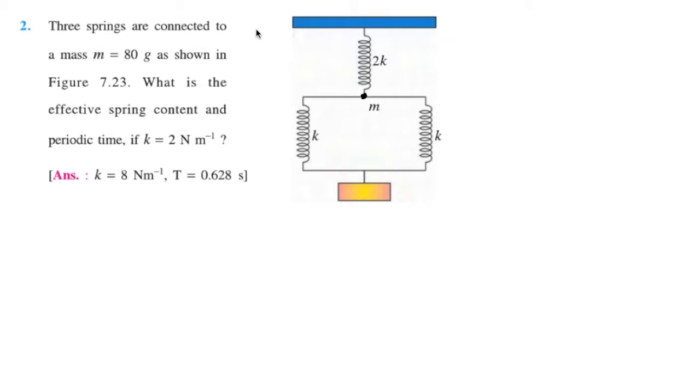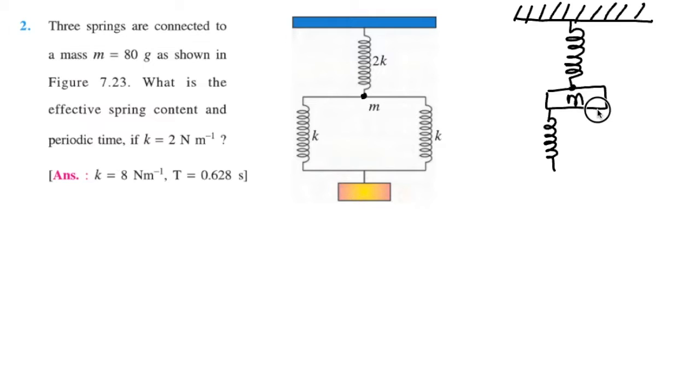This is the second question. In this question we are having a system of 3 springs. One is having spring constant 2k, another is having k, and my mass m is attached exactly over here. Now this system can be made more simplified like this. This is my mass, this is my one spring, this is my second spring. It is having 2k, k and k as their spring constants.